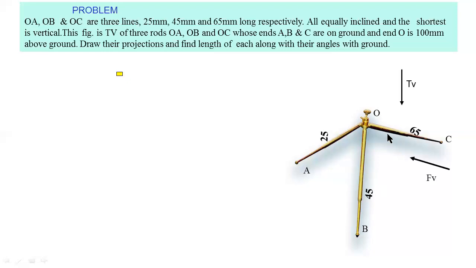And their angles with the ground. You have to find the angles with the ground. I consider this XY line as the reference for the horizontal plane and vertical plane. Above the XY line is the vertical plane, and below the XY line is the horizontal plane. This is the horizontal plane, this is the vertical plane.